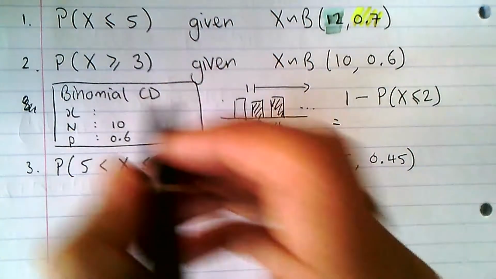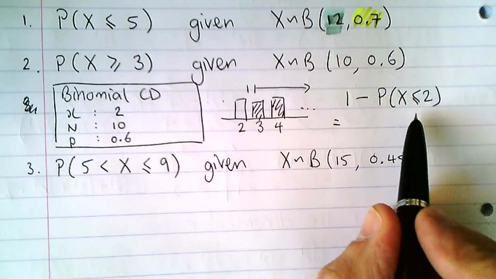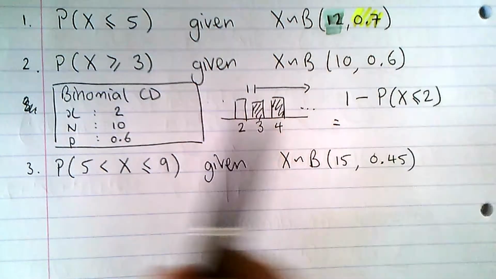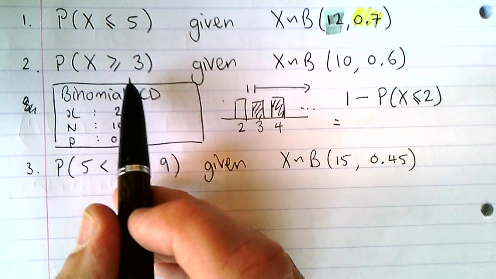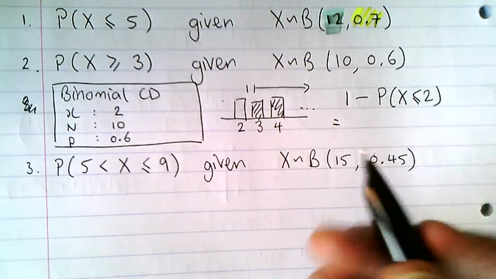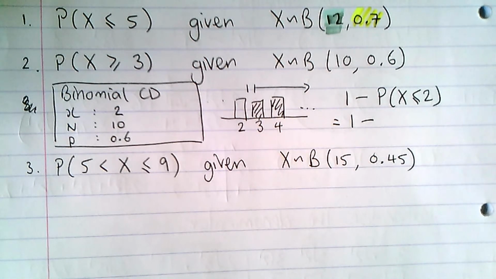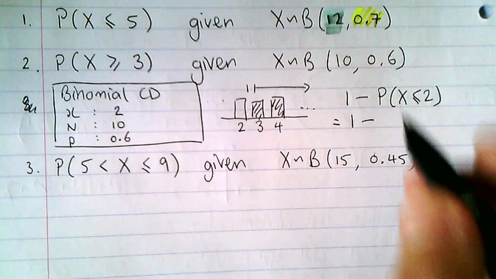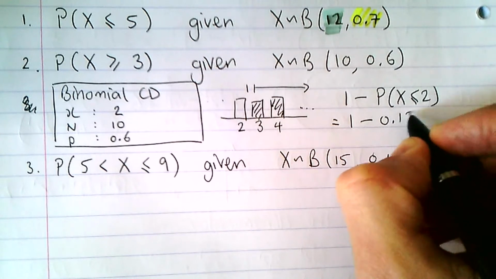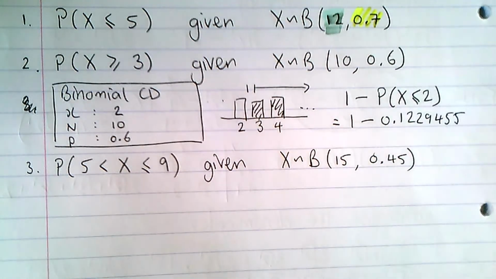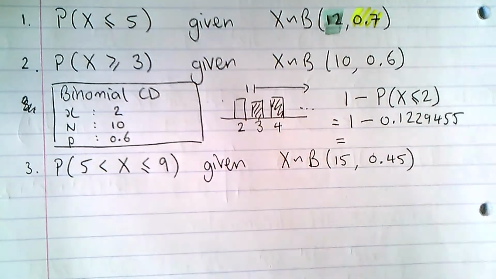We're going to put 2 in here to work that probability out, probability that x is less than or equal to 2, and then I can take that away from 1, and then that will work out the probability that x is greater than or equal to 3. So 1 minus, now let me just work this one out. So 2 is my upper limit, number of trials is 10, probability of success is 0.6. So I get 0.122945. Again, check on your calculator to make sure you do get that.